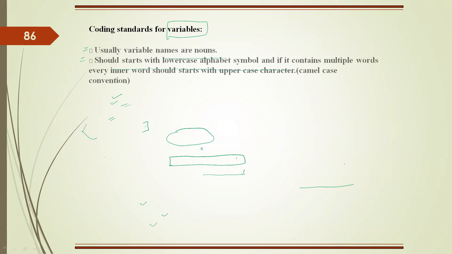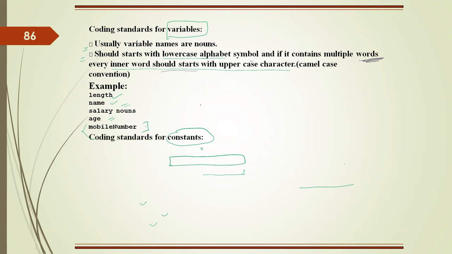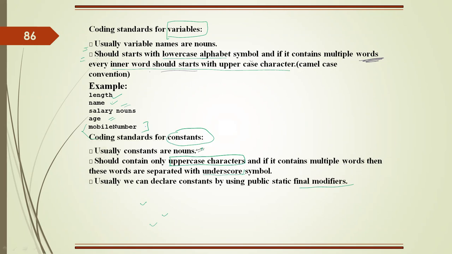Coding standard for variables: variables are the same as methods. They should start with a lowercase alphabet symbol, and if they contain multiple words, every inner word should start with an uppercase letter. For constants, everything in the declaration should be capital letters, and anything separated should use an underscore.